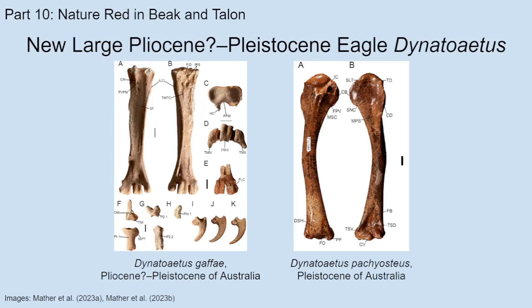And so why aren't there any other giant raptors in Australia? Well, here's the answer: they used to have them, until very recently, but they probably died out in the Pleistocene megafaunal extinctions.